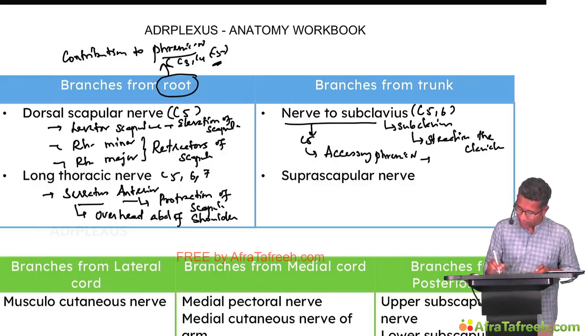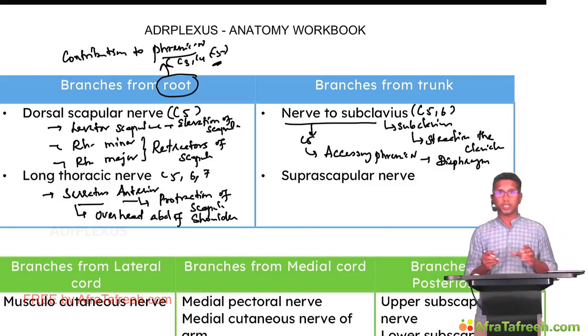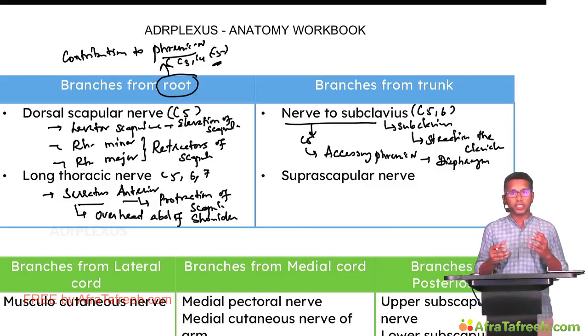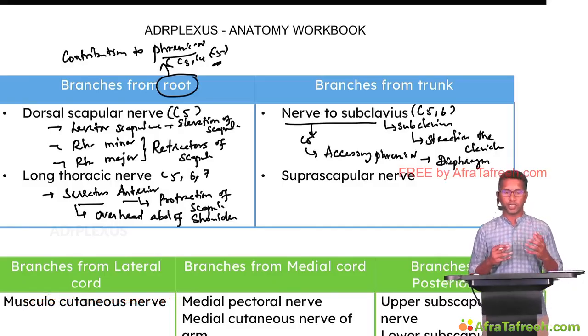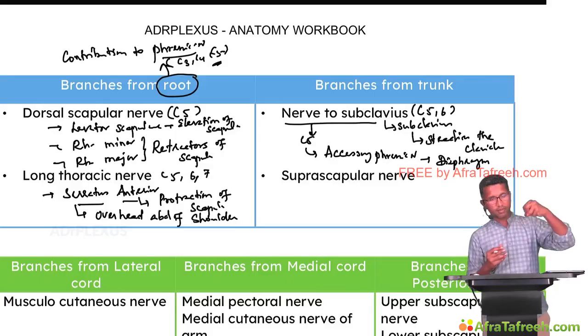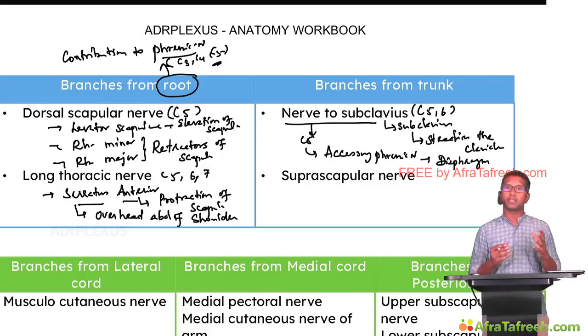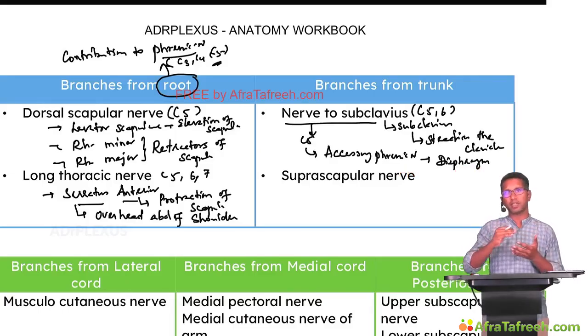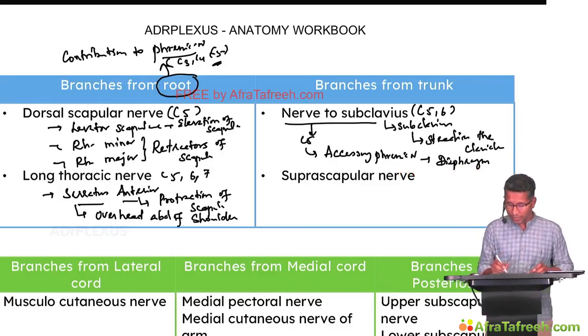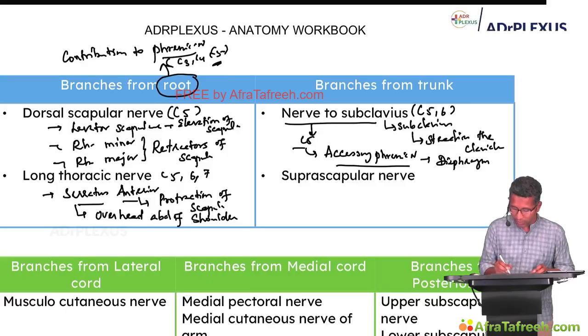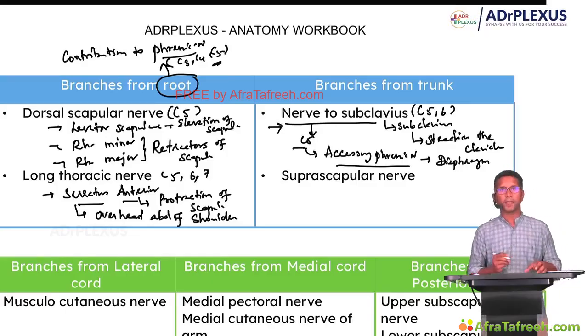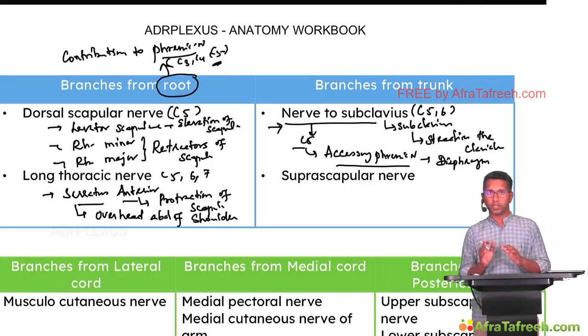This accessory phrenic nerve again supplies the diaphragm. Sometimes there is an avulsion injury called as phrenic avulsion injury. Phrenic avulsion injury means the phrenic nerve gets avulsed from the diaphragm. When the phrenic nerve gets avulsed from the diaphragm, the patient will have breathing difficulty because the diaphragm is not working. If such a patient has got this accessory phrenic nerve, which is coming from the C5 root of nerve to subclavius, the patient can still breathe comfortably because this accessory phrenic nerve will supply the diaphragm.